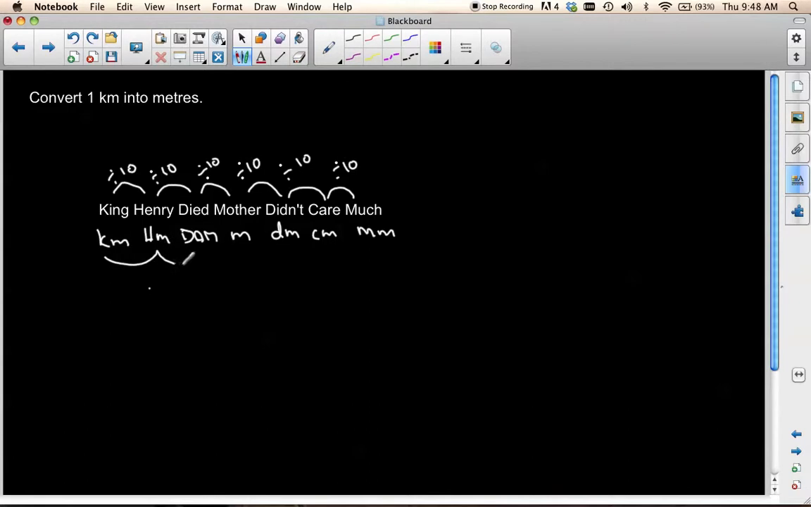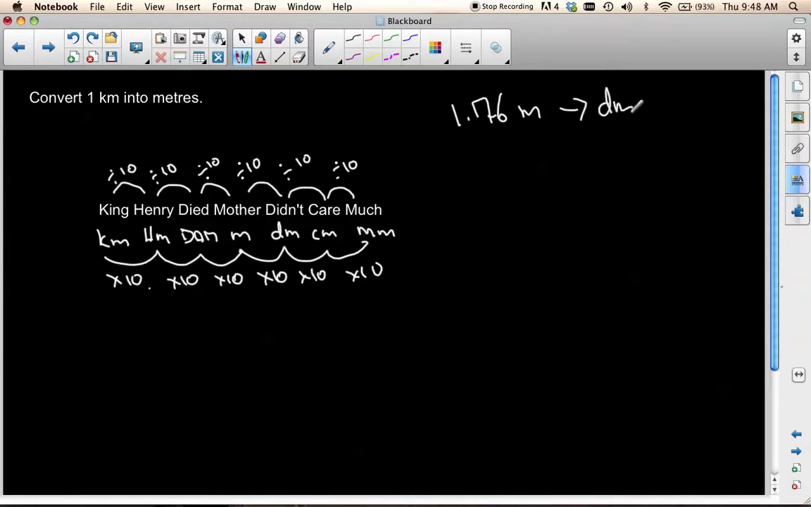So there's just 1, 2, 3, 4, 5, 6. So you have times 1, 2, 3, 4, 5. These are your options, okay? So let's say we have 1.76 meters, and we want to convert it into decimeters. Well, we take 1.76. We're at meters, and we're going to decimeters. So 1.76, we're only going one time. So 1.76 times 10 is going to give us 17.6.